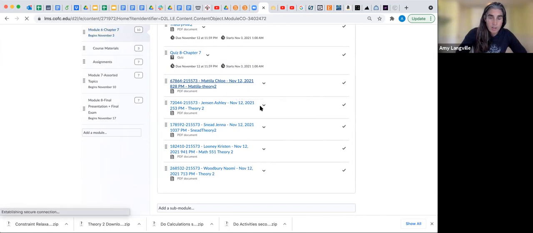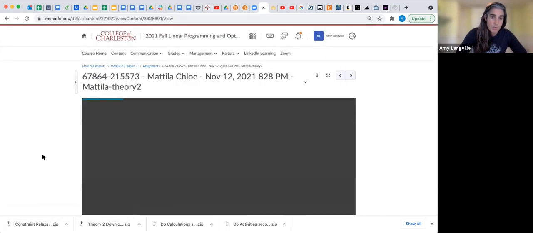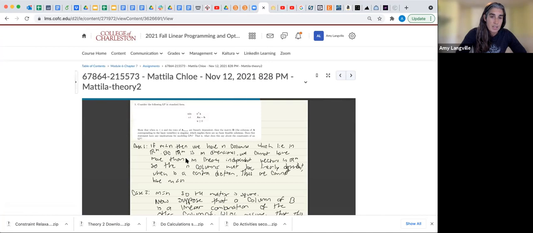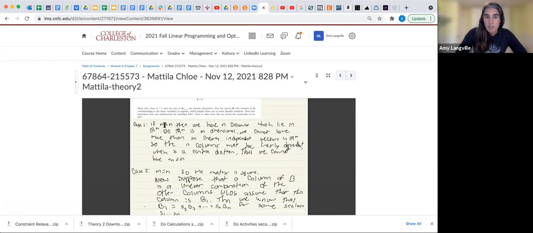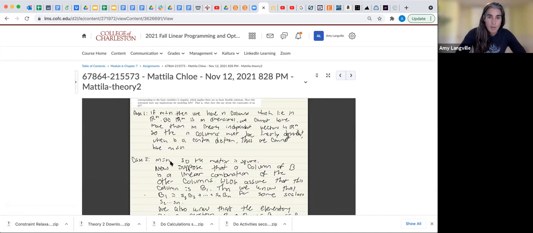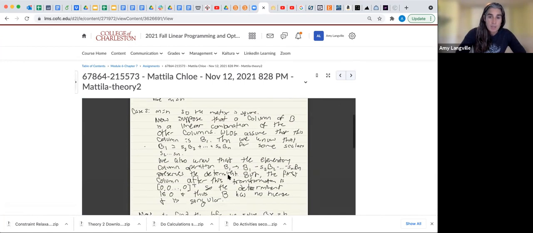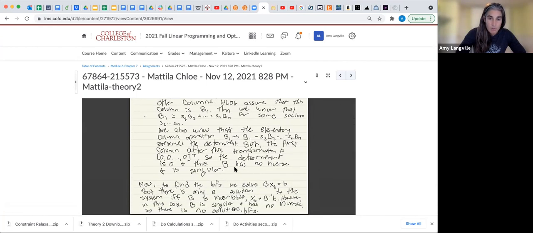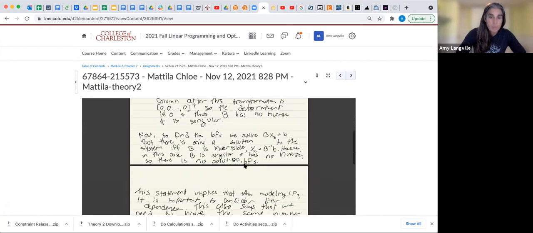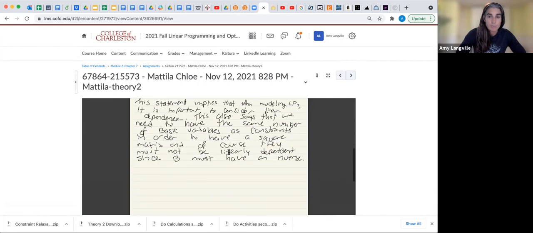I liked Chloe's because in hers she broke down the first problem into cases. She said if m is less than n, then we definitely have a problem. We don't have enough independent vectors. If m equals n and we still have this problem with dependency, then we can't have an inverse. It's got to be singular. We can't get a basic feasible solution.